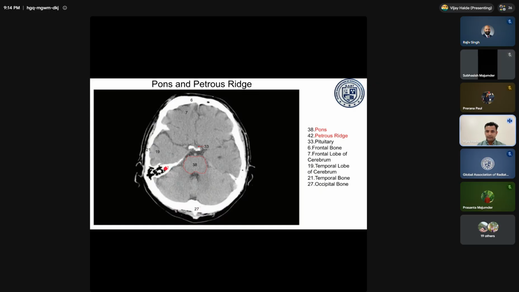The pituitary gland is at the midline. This is the sella turcica. The pituitary gland is responsible for regulating multiple endocrine functions. Posterior to the pituitary gland is the pons, which forms the middle portion of the brainstem. Laterally, the petrous ridge and temporal bones. These are important, and the petrous ridge is an important landmark.